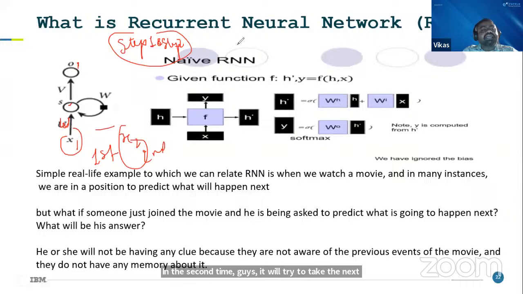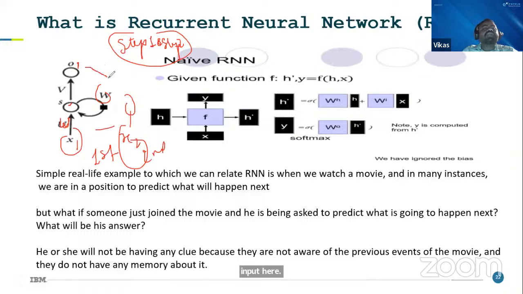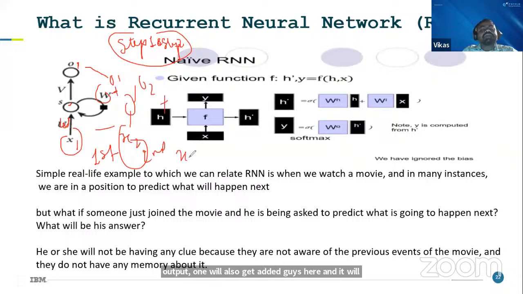We are not changing the cell, we are not changing the layer, guys. But at the same time, we are passing the next input here. It will be accepted here and multiplied by the weight. But this output 1, O1, will also get added here, and it will generate output 2. Next time, it will pass X3 here.